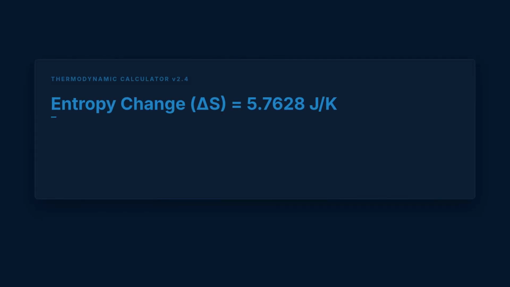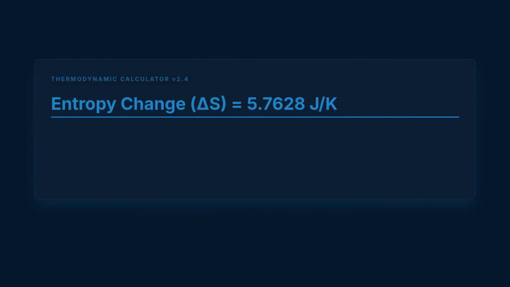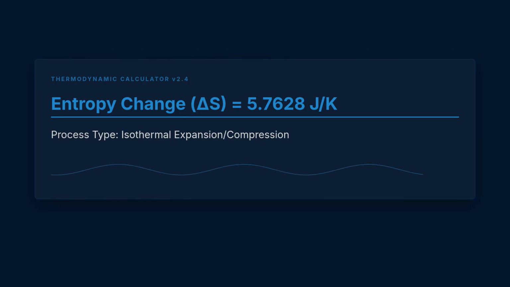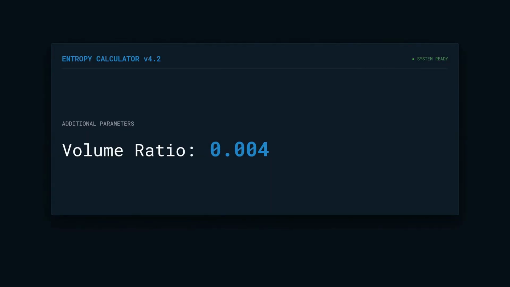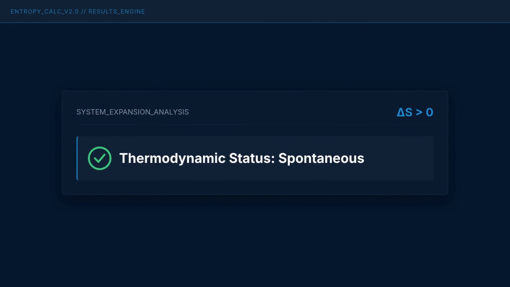Click Calculate. The results show entropy change dS equals 5.7628 joules per Kelvin. The process type confirms this is isothermal expansion or compression. The additional parameter shows our volume ratio is 2.000, confirming the volume doubled. The thermodynamic status indicates spontaneous since dS is greater than 0, meaning this expansion increases the system's entropy as expected.